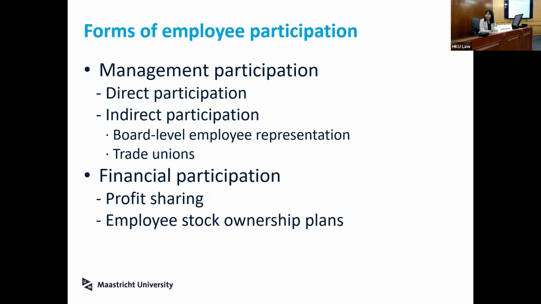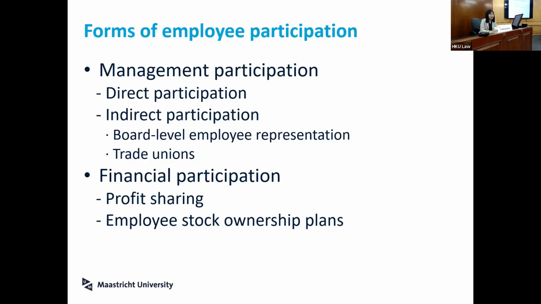Management participation means that employees can participate in corporate management, which can be divided into direct participation and indirect participation. Direct participation means that employees can directly express their views and propose their proposals to their superiors through daily communications. But indirect participation means that employees participate in corporate management through representatives, for example, board level employee representation.